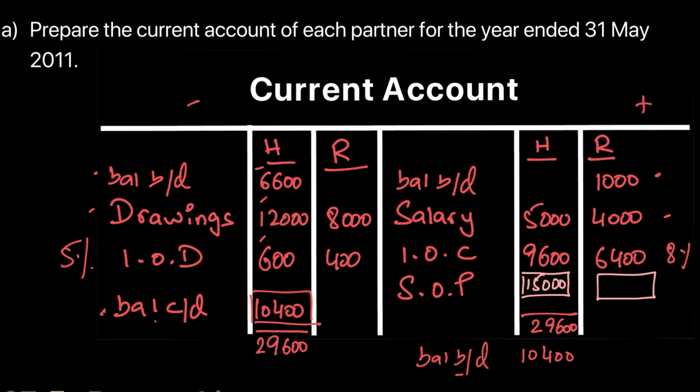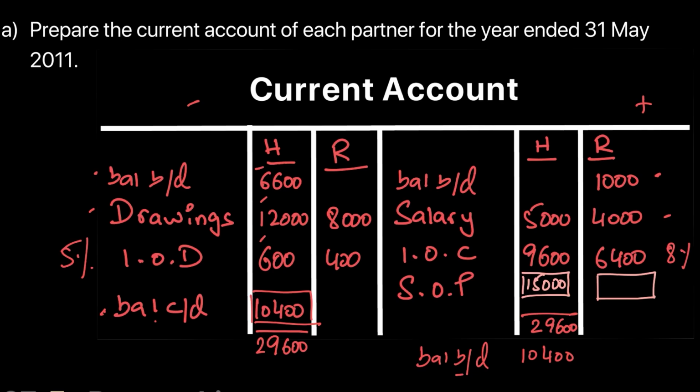You can check it over here: 29,600 minus 5,000 minus 9,600. It means that Henry must have received a share of profit equal to 15,000. So that was the missing figure we had to calculate. Now, if I know Henry's share of profit, I can find that out for Robin.